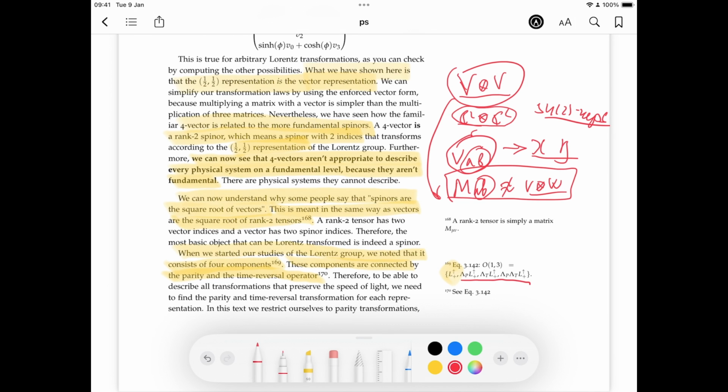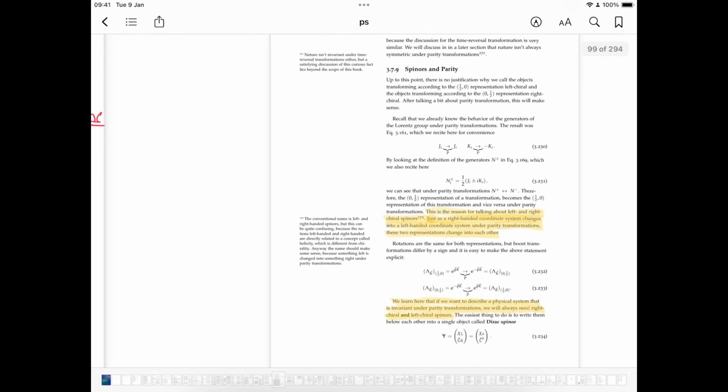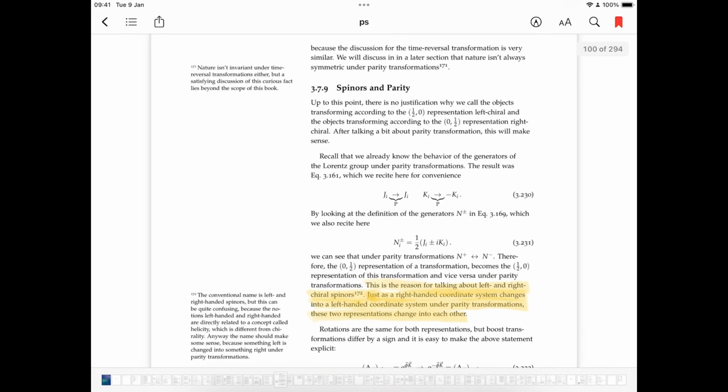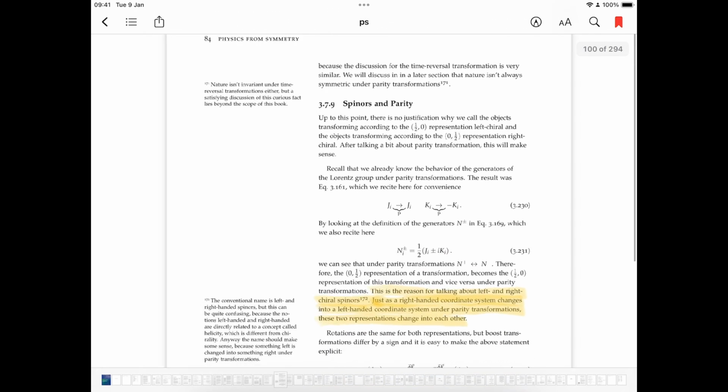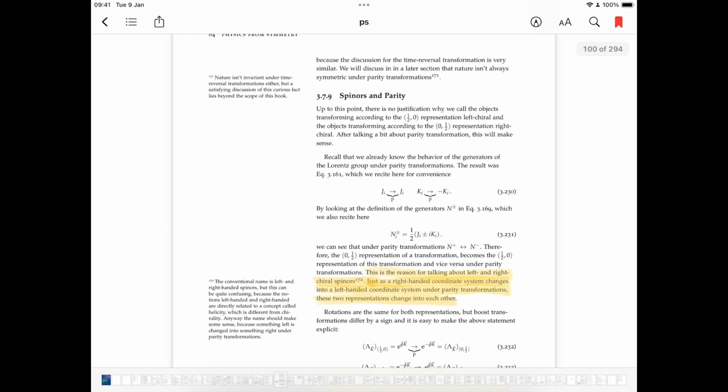But we also have 3 not connected parts of the O(1,3) group, and they are connected by parity, time reversal, and PT, I guess. It's like charge conjugation transformations. And therefore, to be able to describe all transformations, we need to find the parity and time reversal transformations, basically to move in between these disconnected parts of the Lorentz group. And that's what we will do on the next call. We'll talk more about parity and time reversal and charge conjugation and how they are connected with spinors and traps. Yeah, that's it for today.